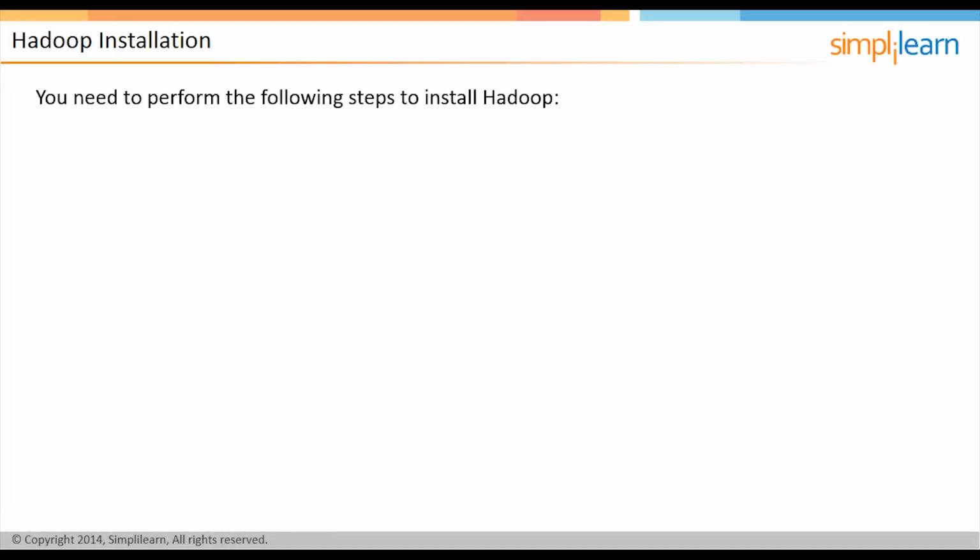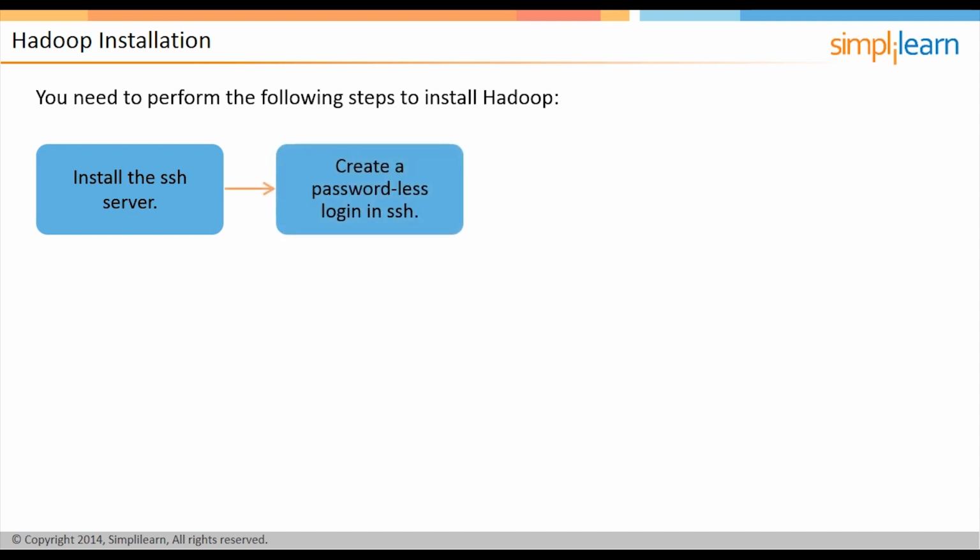You will be using Hadoop version 1.2.1 for the installation. Let us understand the 12-step process that is required to successfully set up Hadoop in the Ubuntu server 12.04 LTS. First, you need to install the SSH server. The second step is to create a passwordless login in SSH.